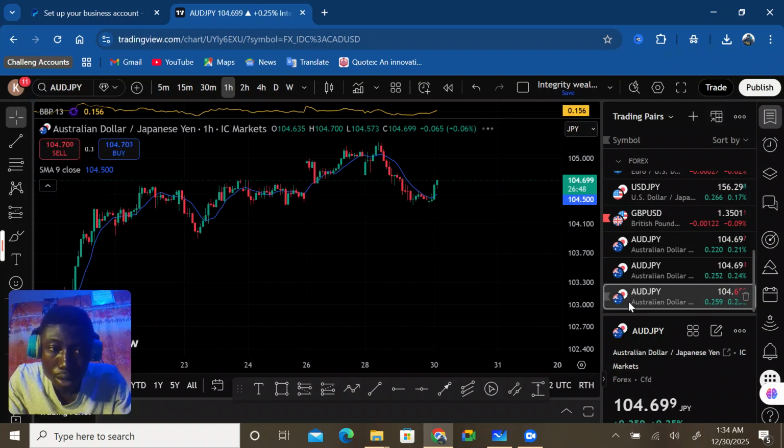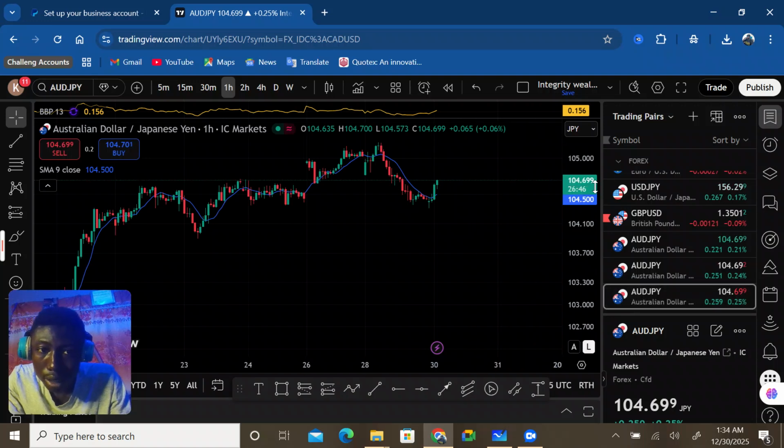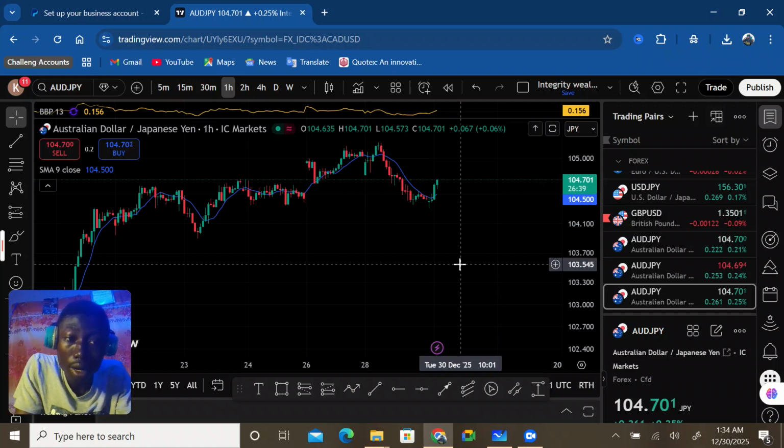Now let's go to the next one. This one is 9. This one is 104.699. You see the differences. So they are not the same. Even though it is the same market, they are not offering the same preview. That's how it is on the market.